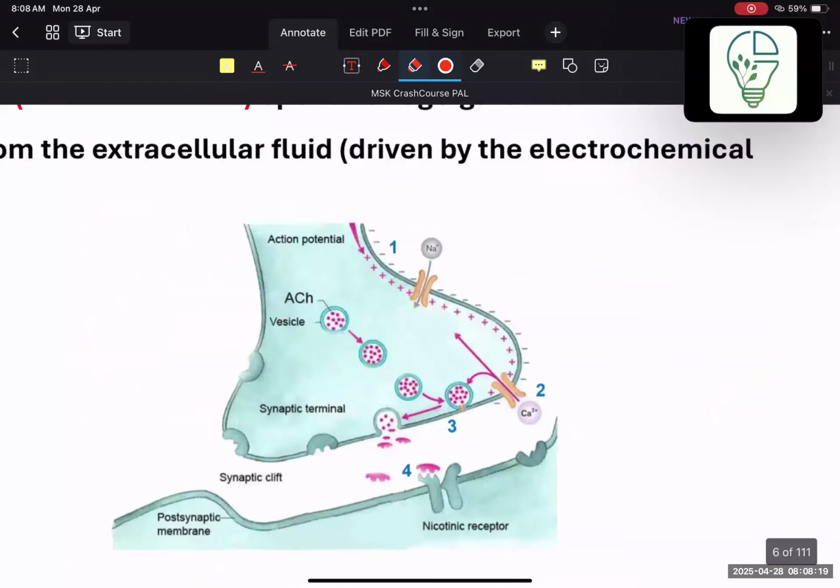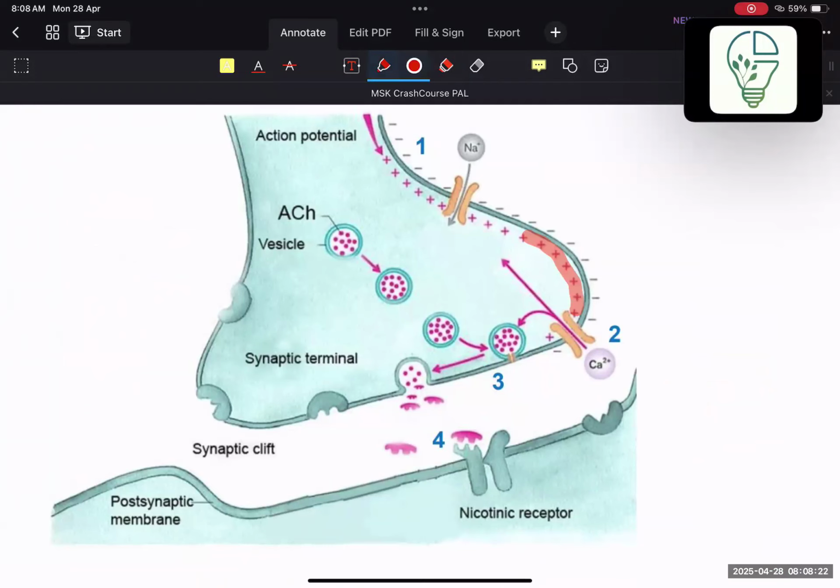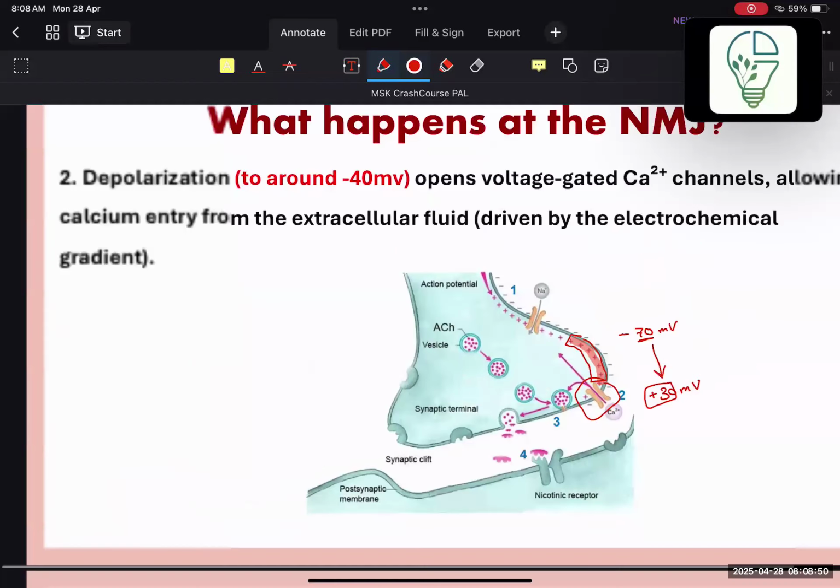This depolarization is going to affect the calcium channels, specifically the voltage-gated calcium channels at the level of the presynaptic membrane. So essentially, your normal resting potential is -70 mV. And then what the action potential is trying to do is get you to reach +30 mV. That's why we have the positive charge over here. Now, along the way, of course, as you're going from -70 and becoming more positive until you reach +30, you are going to reach the number -40.